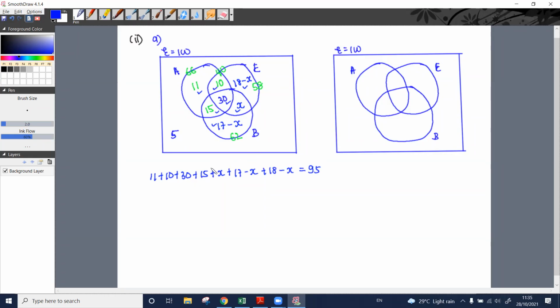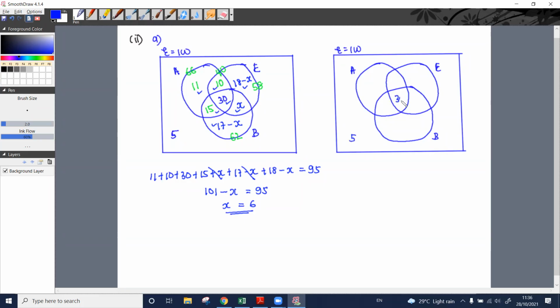Okay, here plus x to minus x we can cancel. What is the total? 11 plus 10 plus 30 plus 15 plus 17 plus 18. The total is 101. 101 minus x equals 95. It means x should be equal to 6. So now we can complete this one.